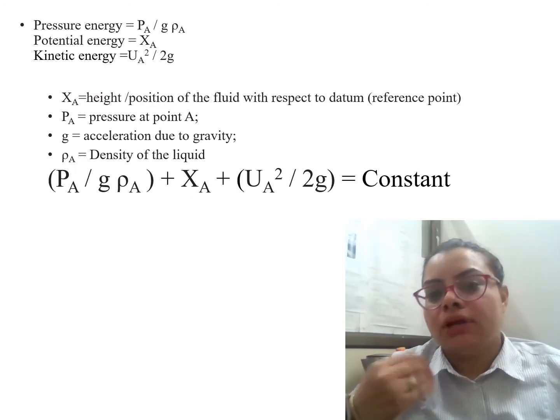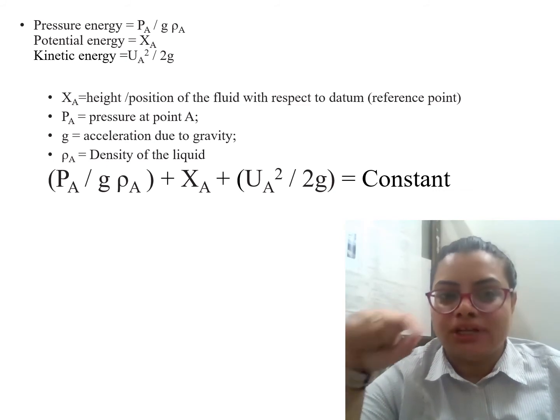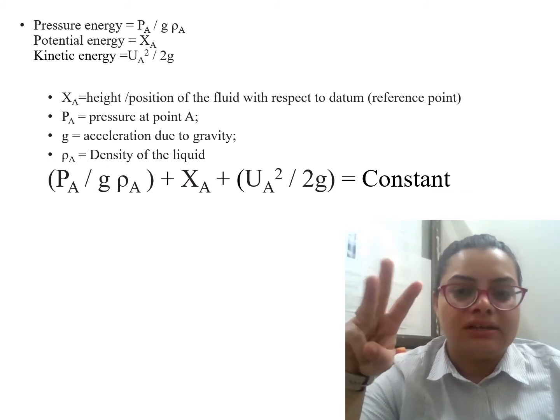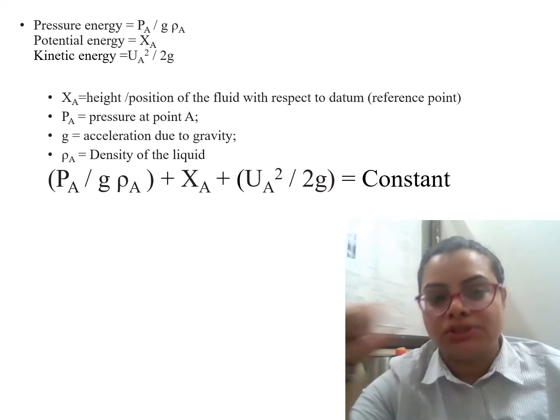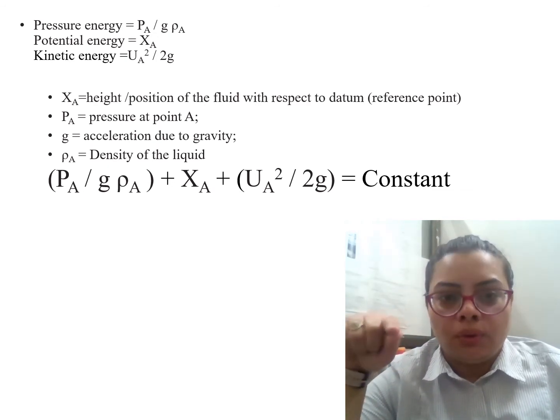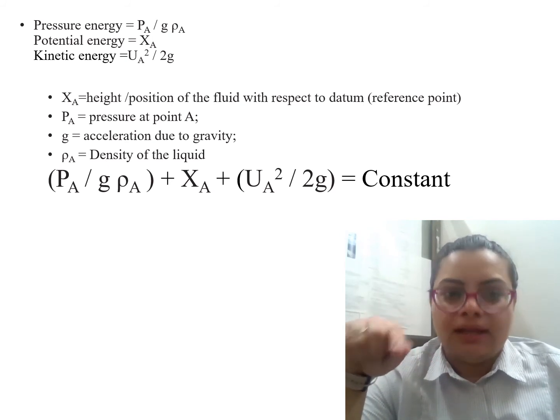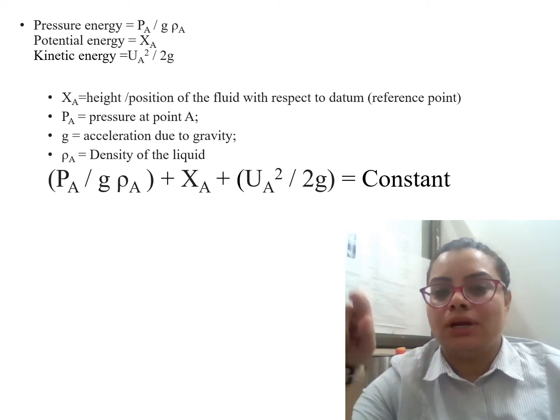So let's have a quick review of each and every term once again. That is pressure energy, potential energy and kinetic energy. These three energies have been utilized in that particular equation. Pressure energy is Pa upon rho A into G. Potential energy is Xa. Kinetic energy is UA square by 2G.